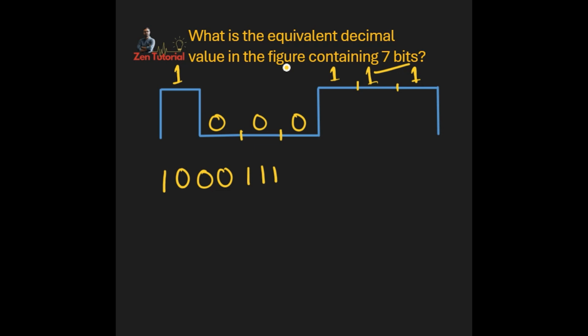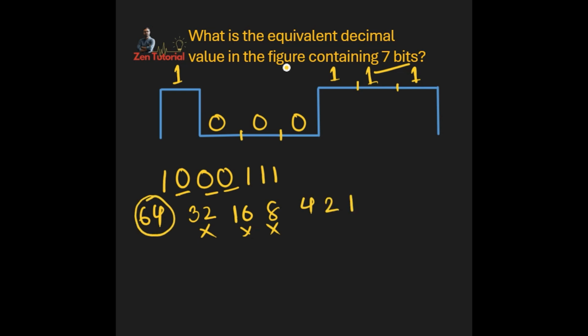Right now this 1 belongs to 64 and 32, 16 and 8. All of this belongs to 0, and afterward 4 to 1. So we have to sum up 4, 64, 2 and 1.